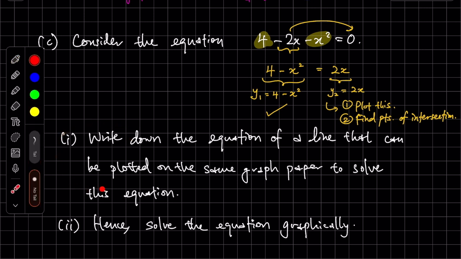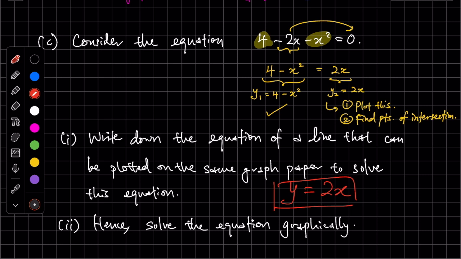So what is part 1? Write down the equation of a line. The answer is y equals 2x. That's it. It's basically this equation. Okay, now part 2. Hence solve the equation graphically. That means plot this other graph that we wrote down.